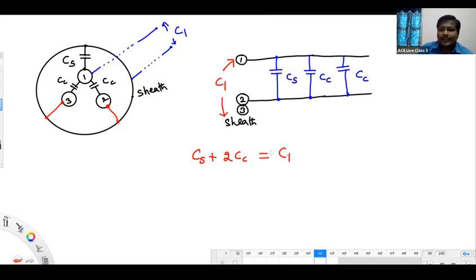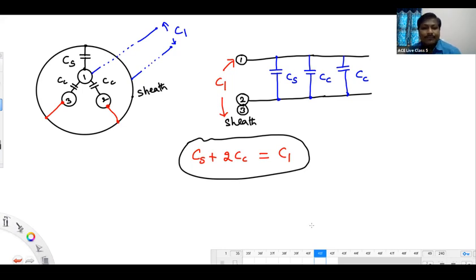Tell me now, in this equation, which are the known values and which are the unknown values? C1 is known. CS and CC are unknown. But you have 2 unknowns in a single equation, right?